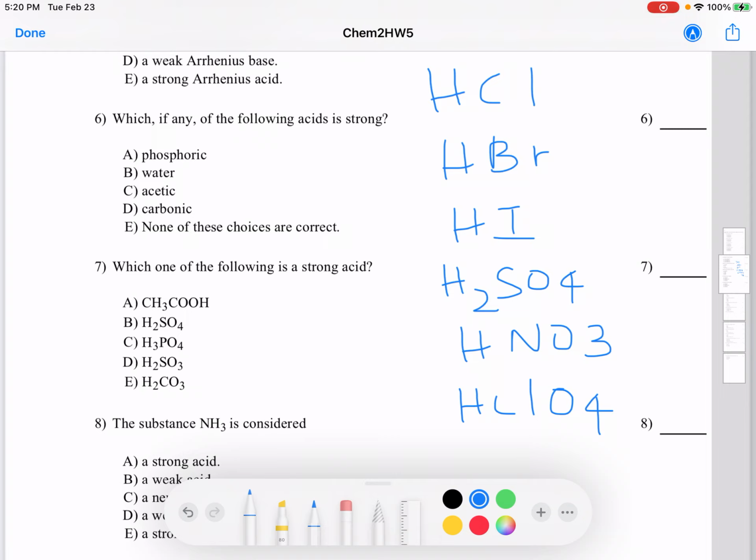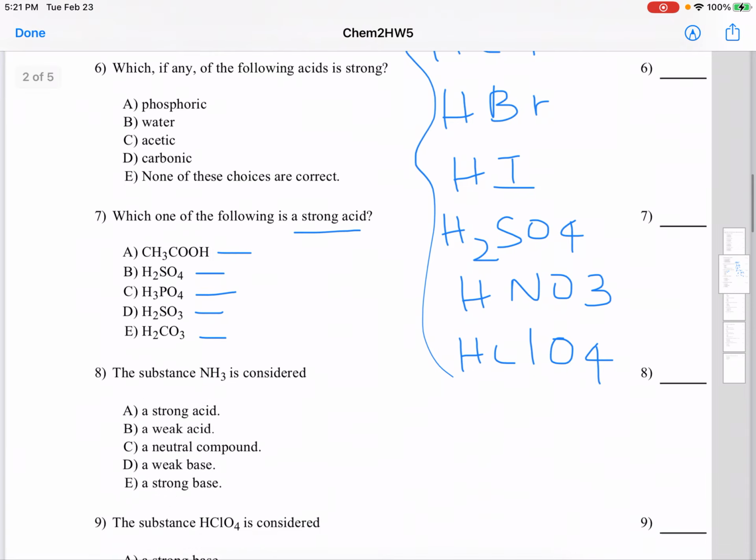And number 7, which one of the following is a strong acid? You have acetic acid. What is this? H2SO4. Is it one of the strong acids? You can look it up. Phosphoric acid. H2SO3 is sulfurous acid. H2CO3 is carbonic acid. So you can refer to the strong acids list, which I have written here, and then you can answer the question accordingly.